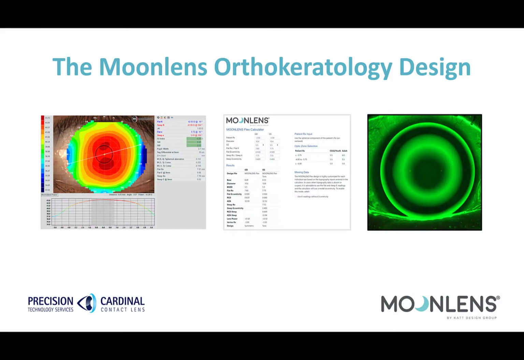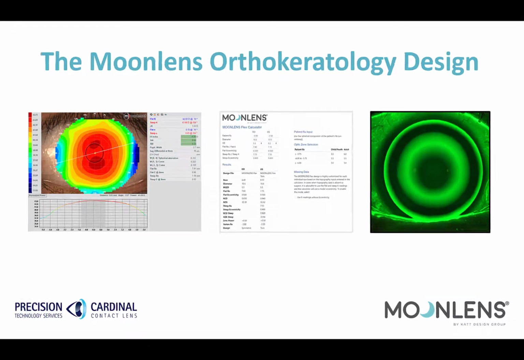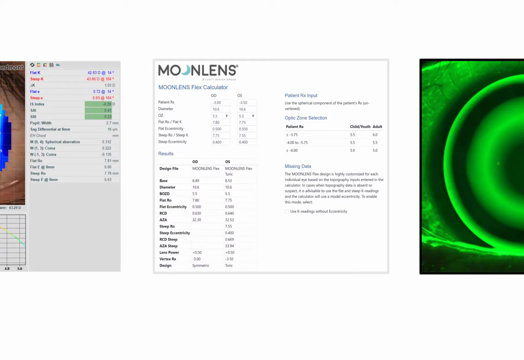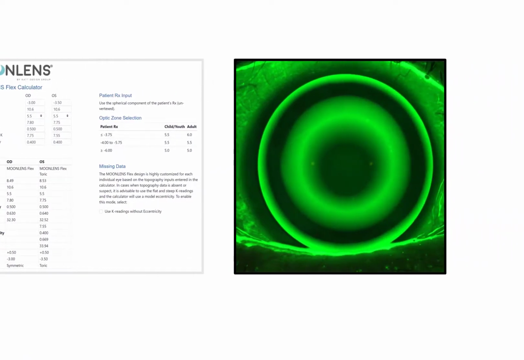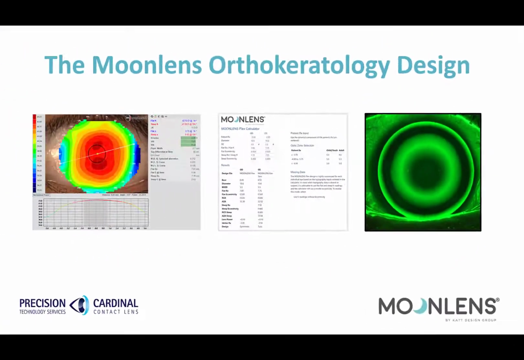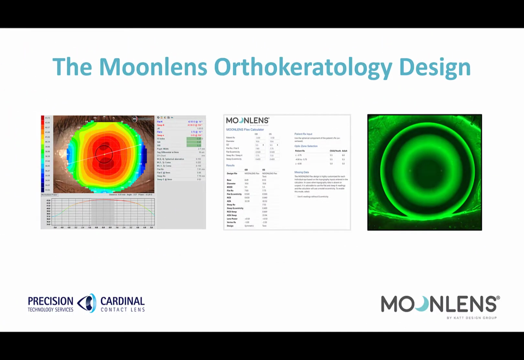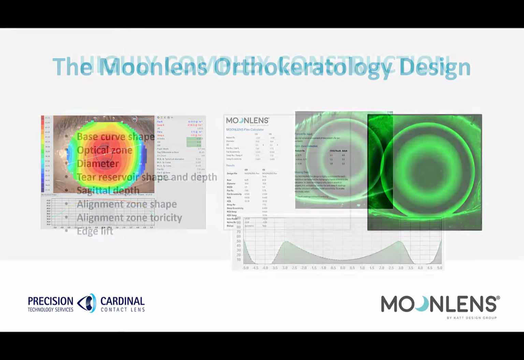Welcome to this introduction to the MOONLENS orthokeratology design. The MOONLENS is a novel construction and fitting philosophy. It uses an intuitive lens fitting software to create truly custom lenses for each patient and each eye. The MOONLENS is exclusively manufactured and distributed in Canada by Precision and Cardinal.